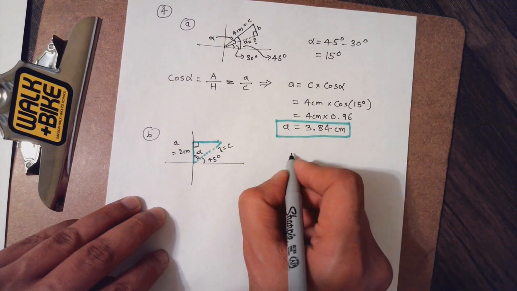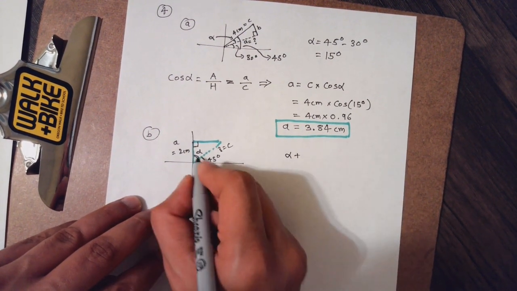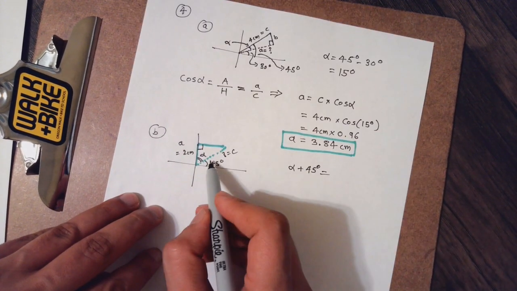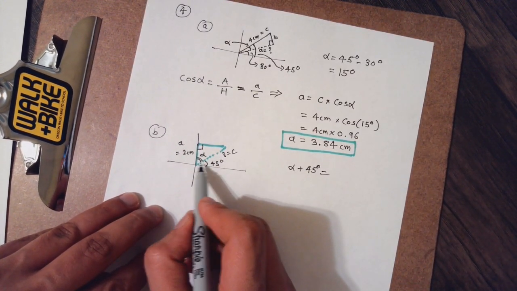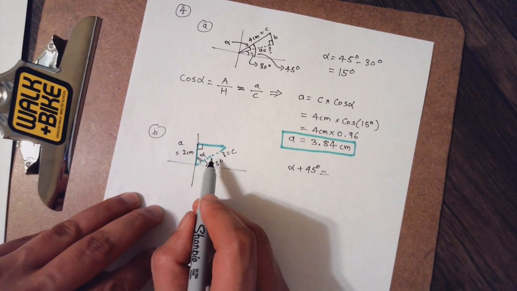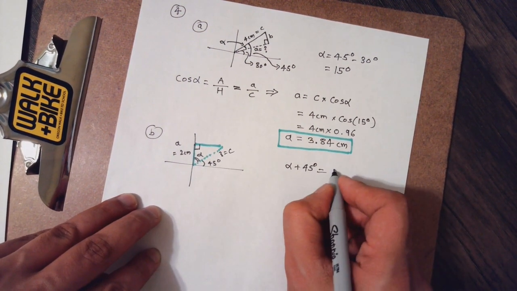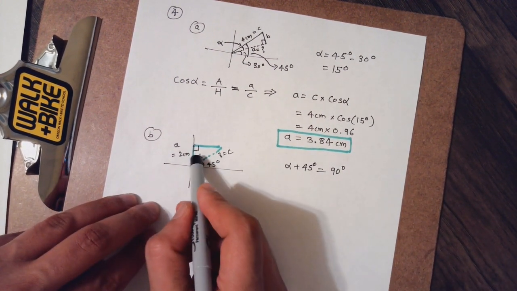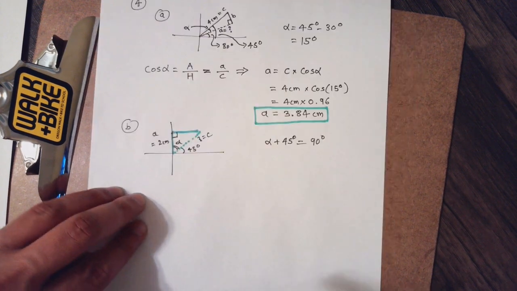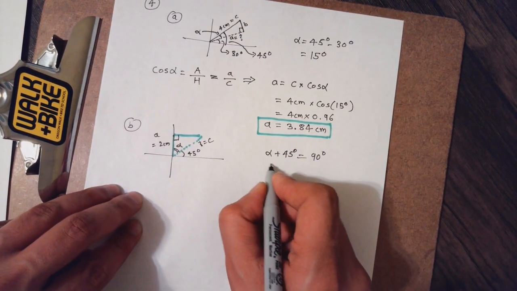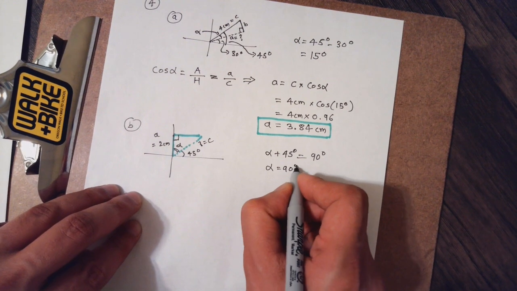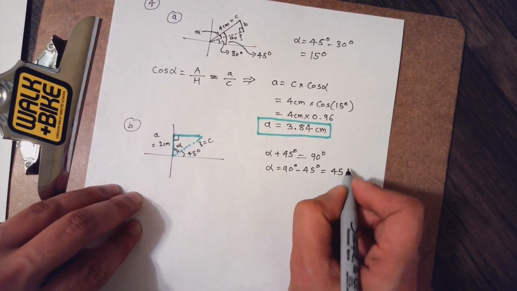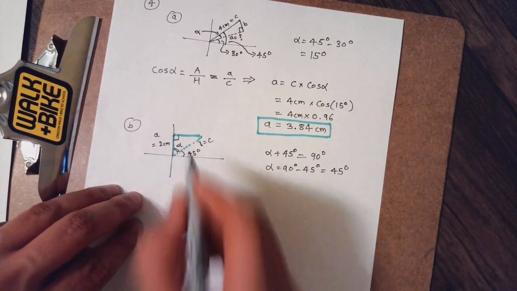If this was alpha, then you know that alpha plus this 45 degree is what? Alpha plus 45 degree is this right angle, right? X and Y axis make a right angle with each other. So alpha plus 45 degree equals 90 degree because this is the right angle. So therefore, alpha must be 90 degree minus 45 degree, which is what? 45 degree, right? It's half of 90.